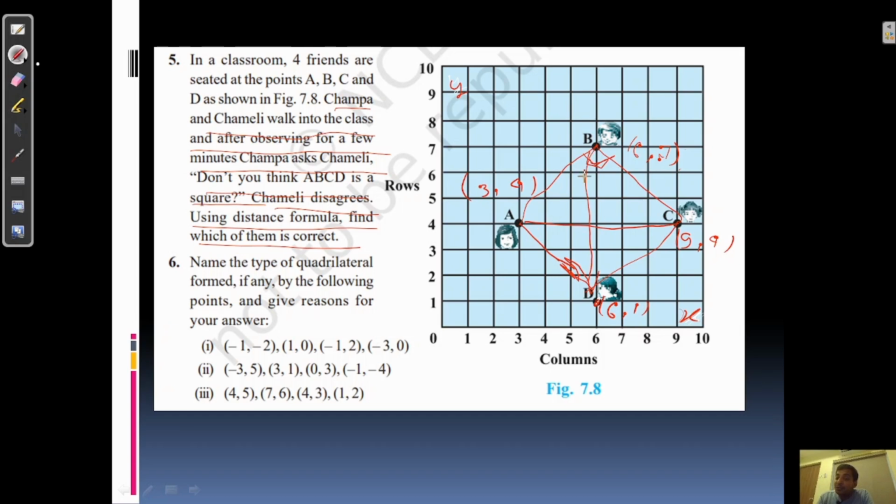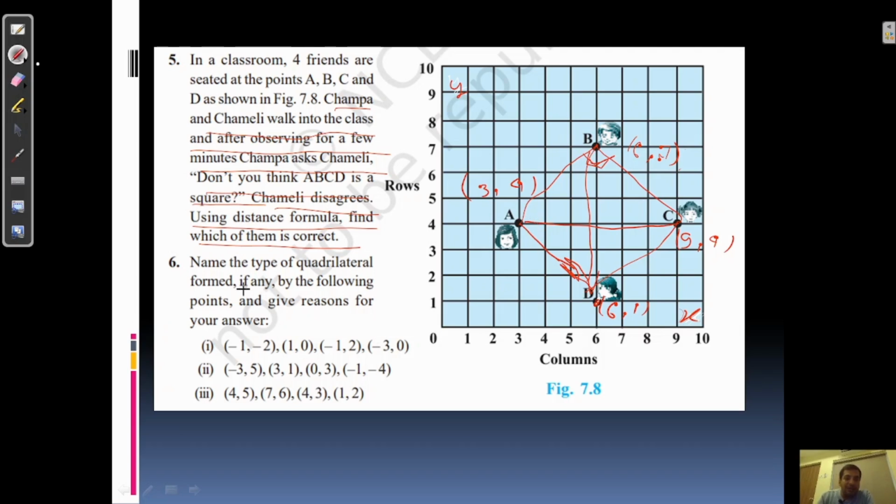If diagonals of this quadrilateral are also equal apart from the sides, then we will say it is a rectangle. It is a square. Because only rectangle and square are the quadrilaterals in which diagonals are equal. So you will do that one thing. You will find AC and BD as well. If AC is equal to BD and AB is equal to BC is equal to CD is equal to DA, then you will say it is a square.